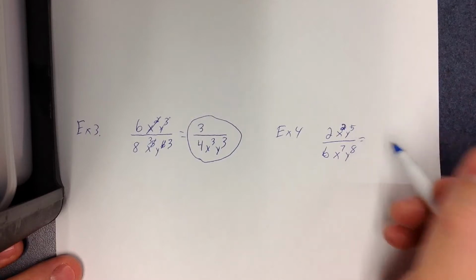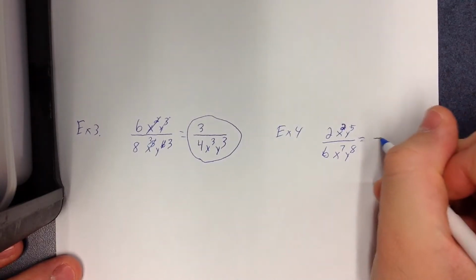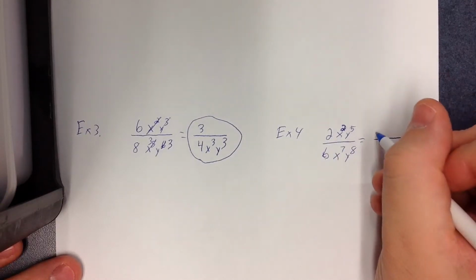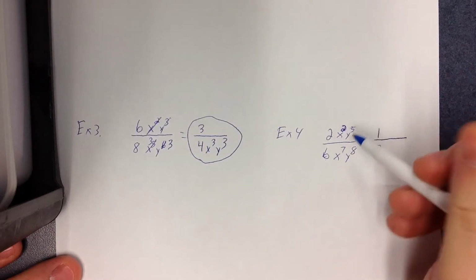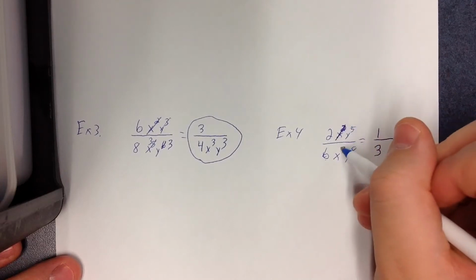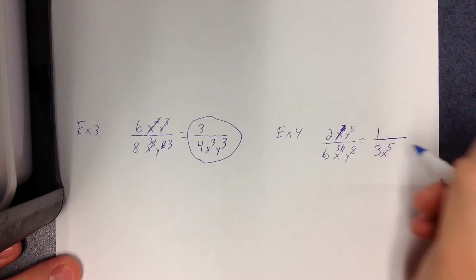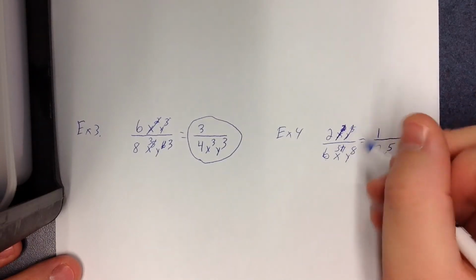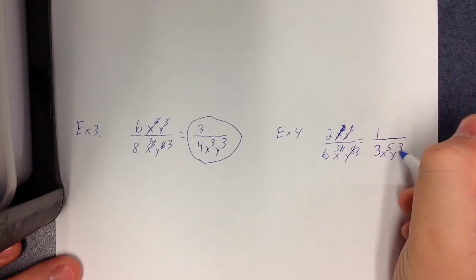Example 4, 2x squared y to the fifth over 6x to the seventh y to the eighth. Okay, in this case, 2 goes into 6, so 2 goes into 2 1 time and into 6 3 times, so I reduce that. X squared and x to the seventh, I can mark out the 2 x's on top and 2 on bottom, which leaves me with 5 on the bottom. Y to the fifth over y to the eighth, I can cancel out 5 of them, which leaves me with y to the third on the bottom.